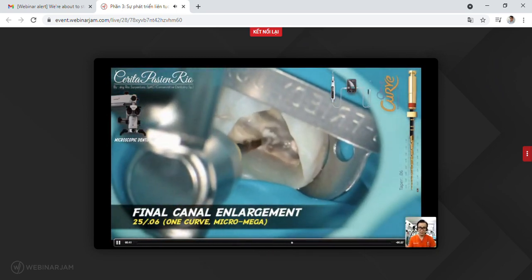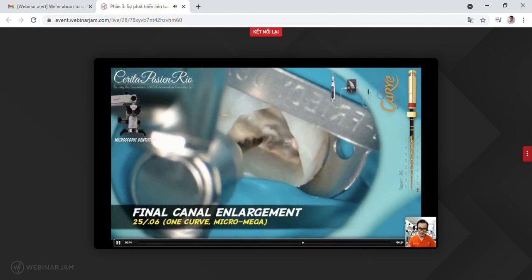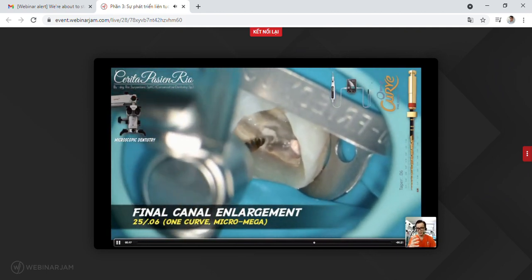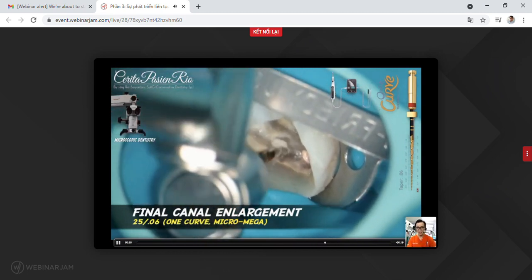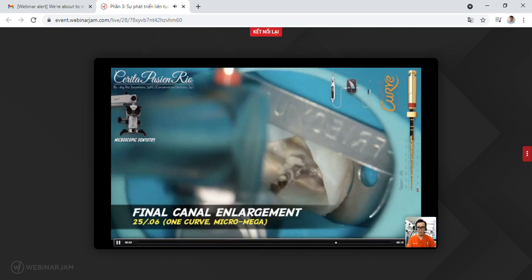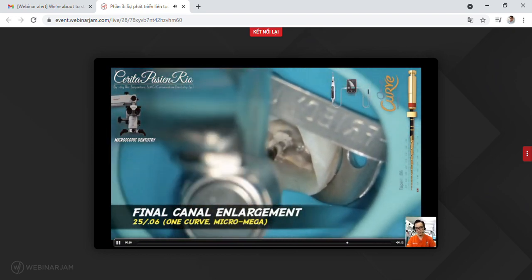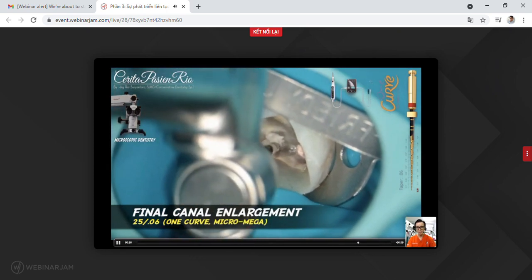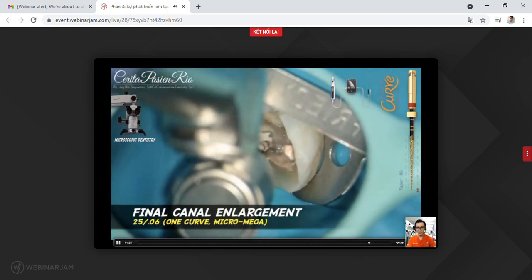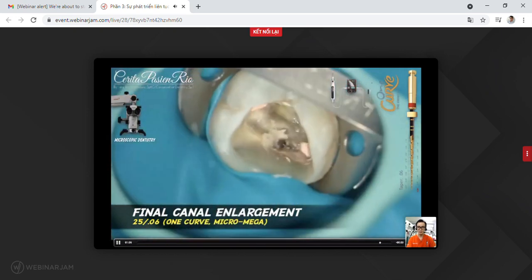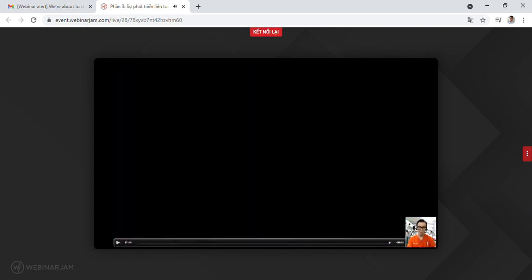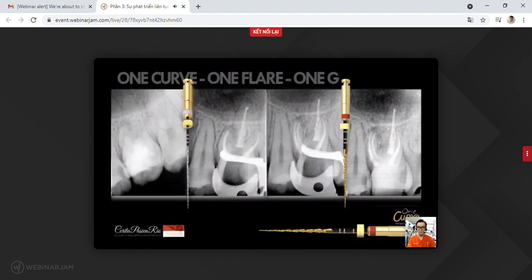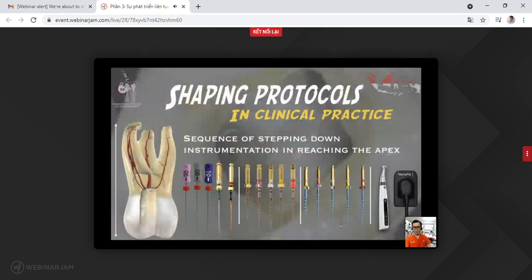And as you can see here, the file is not breaking, even if the curvature was quite severe, medium to severe. That's how we can see the file moving, and the debris is coming out from the canals. Nice. And then I can get the final MB2 preparation, fill it with gutta percha, and then voila, finished.